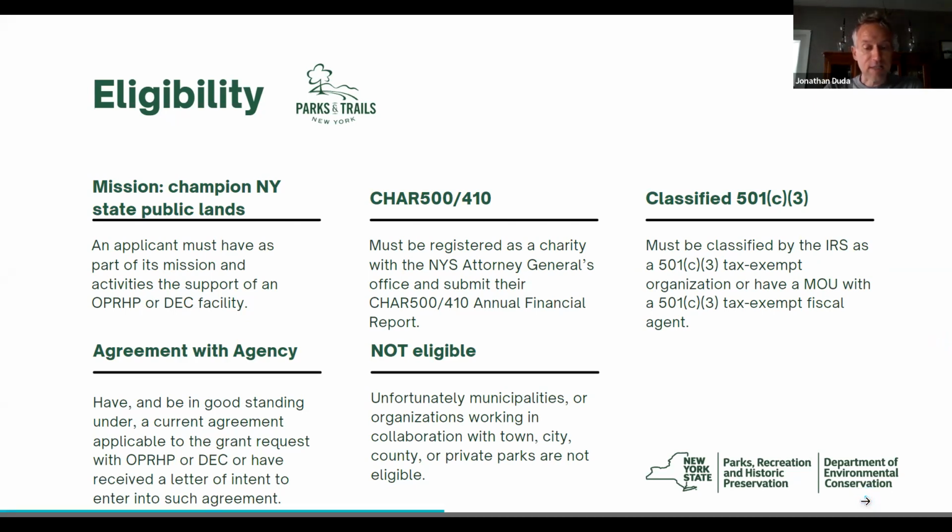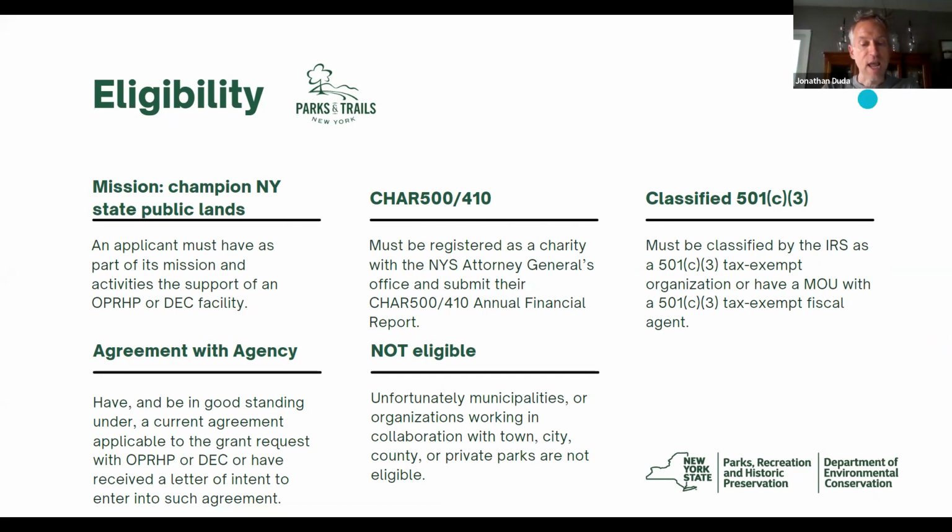A few factors to keep in mind: an applicant must be a registered charity within the New York State Attorney General's office and have submitted their CHAR500 annual financial report. The second component is that an applicant must be classified by the IRS as a 501(c)(3) tax-exempt organization, or have a memorandum of understanding with a 501(c)(3) organization to act as their fiscal agent. So if you don't have your 501(c)(3) status, you can get a 501(c)(3) organization to be your fiscal agent.